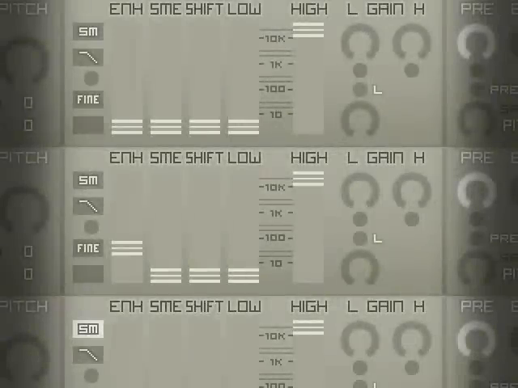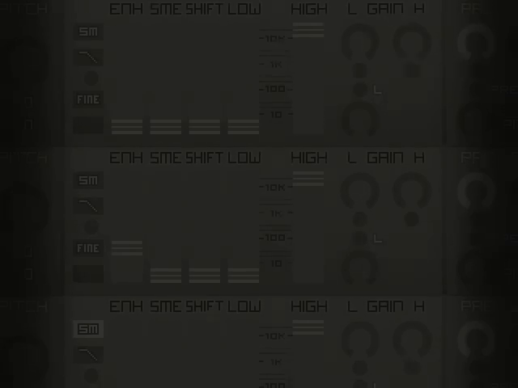Low and high portions of the spectrum can be defined and separately amplified. The spectral functions include frequency shifting and spectral inversion.